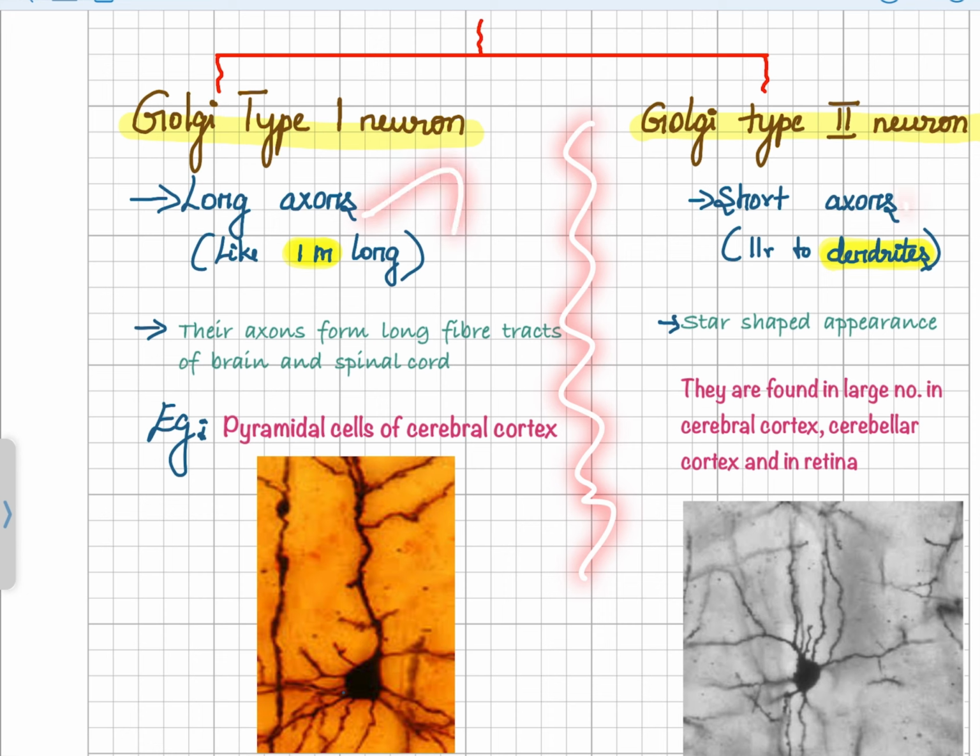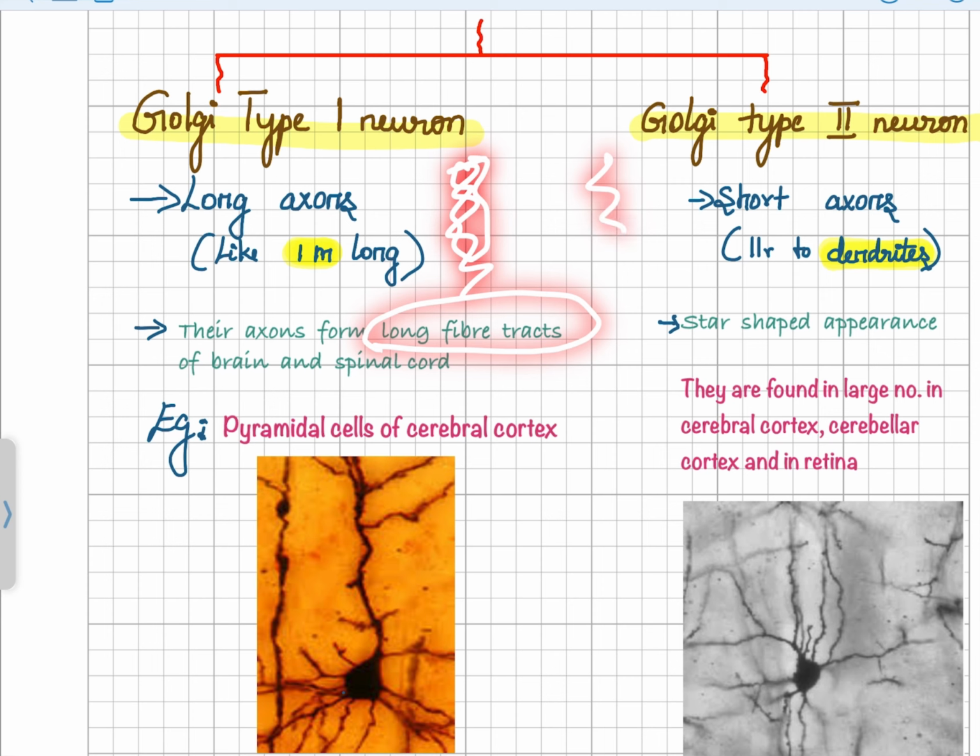This is long, their axons are short. Long in the sense of, like, 1 meter long. Short is a comparative thing: they almost look like dendrites, similar to the length of dendrites. The axons of Golgi type 1 form the long fiber tracks, the nerve fiber bundles that connect two regions. These Golgi type 1 neurons form the long fiber tracks.